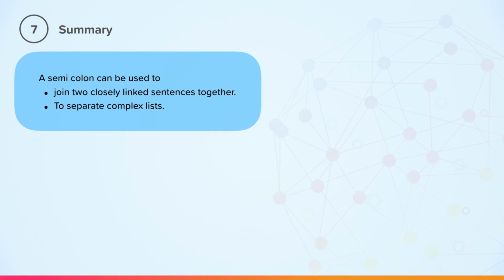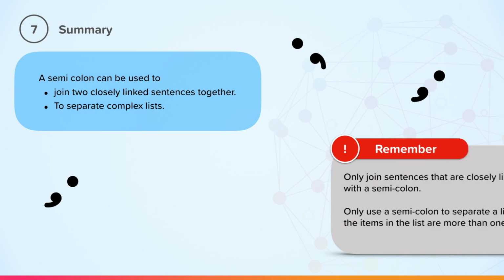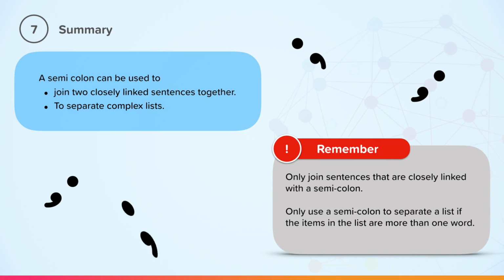In summary, a semicolon can be used to join two closely linked sentences together, or to separate complex lists. Remember to only join sentences that are closely linked with a semicolon, and to only use a semicolon to separate a list if the items in the list are more than one word.